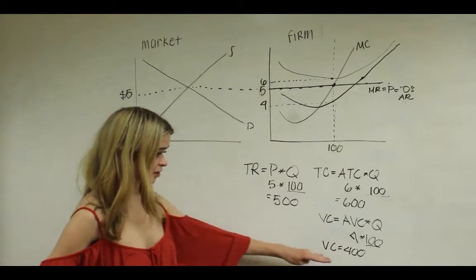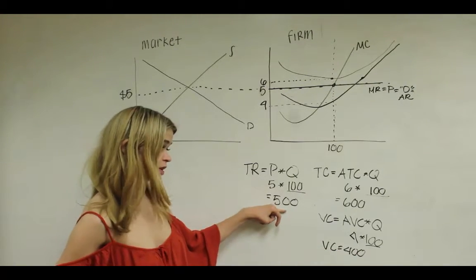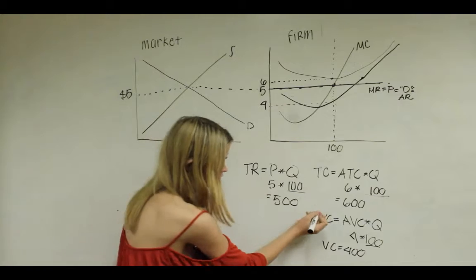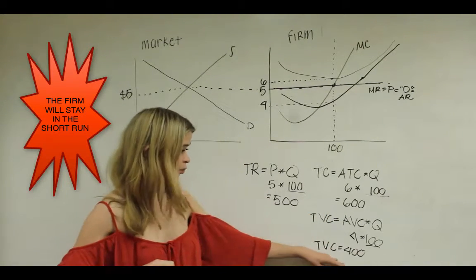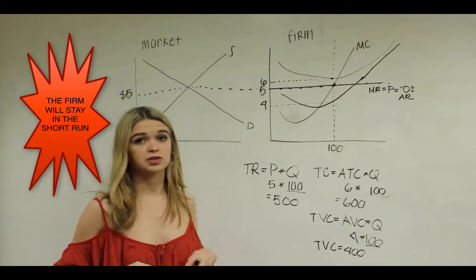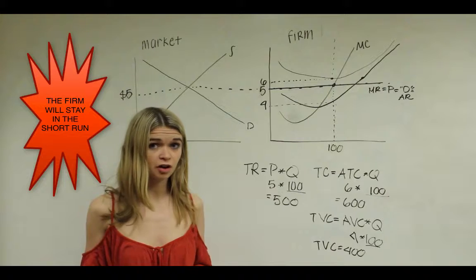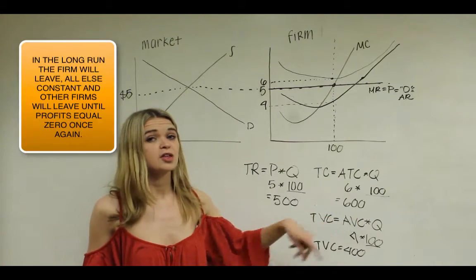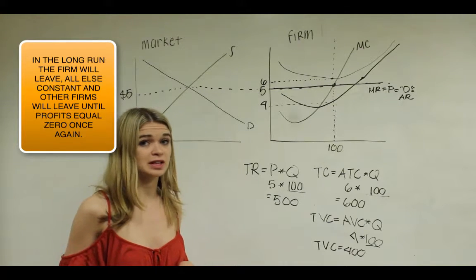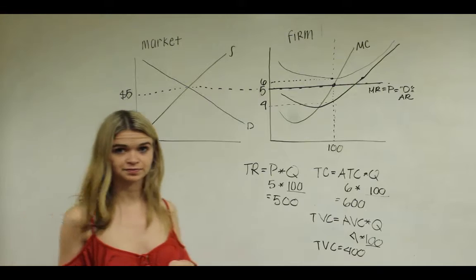So we can see that our variable costs were below our total revenue. So our total variable cost, I can go ahead and add a T here for total variable cost. We're lower than our total revenue, and so we're going to stay in business in the short run. However, in the long run, since we were making this negative economic profit, the firms will leave, and we're going to have a decrease in supply in the entire market.